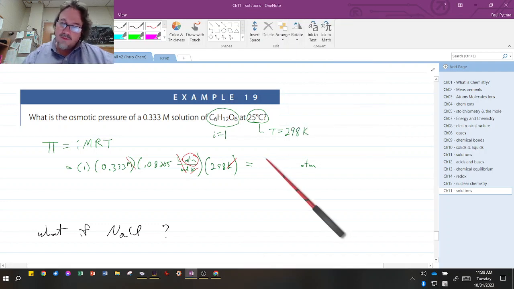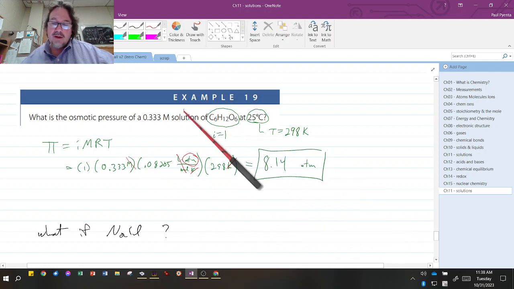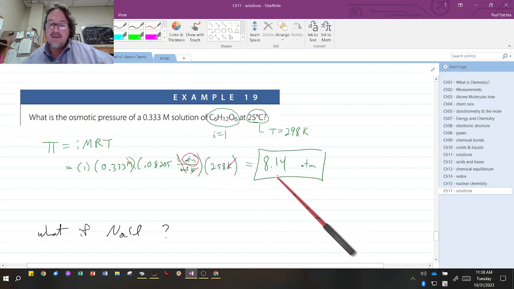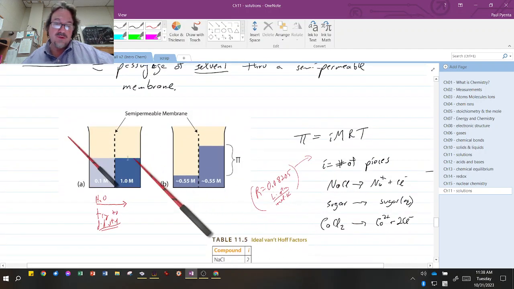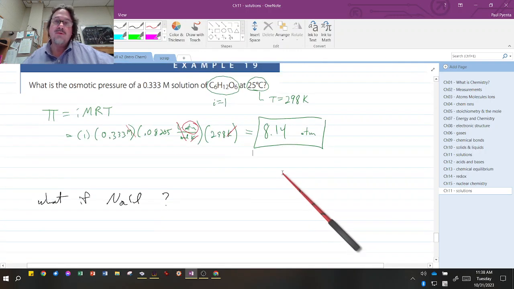8.14. So if I had a solution with that concentration of sugar, it would be able to exert 8.14 atmospheres of osmotic pressure. Again, that's how much it would be able to push over, if you will, into something else, and that's how much pressure, the equivalent of pressure, you would have.